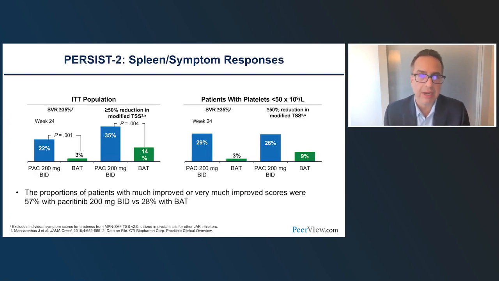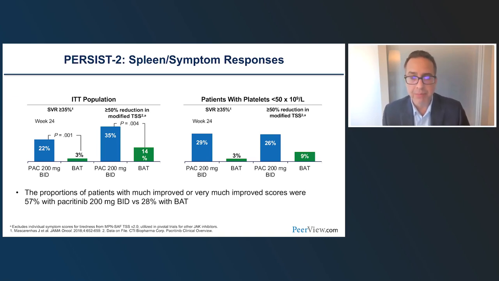Very strikingly and very obviously, pacritinib was superior to best available therapy at 24 weeks in terms of spleen volume response, 22% versus 3%, as well as symptom burden improvement, 35% versus 14%. And specifically, if you look at patients with platelet counts less than 50,000, and why specifically here? Because that's really was the unmet need.